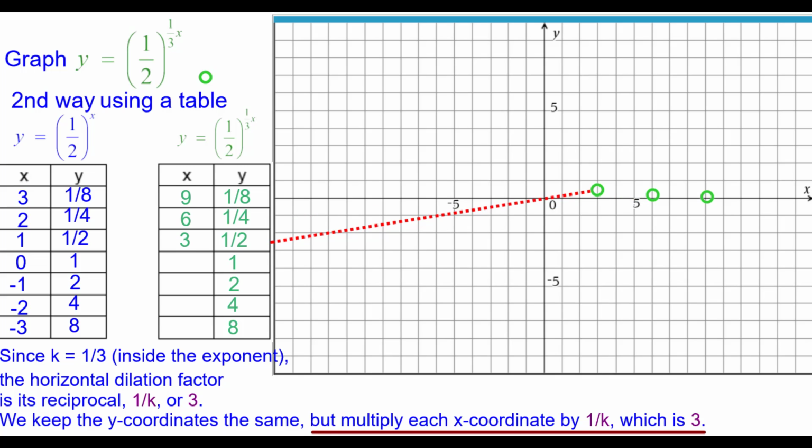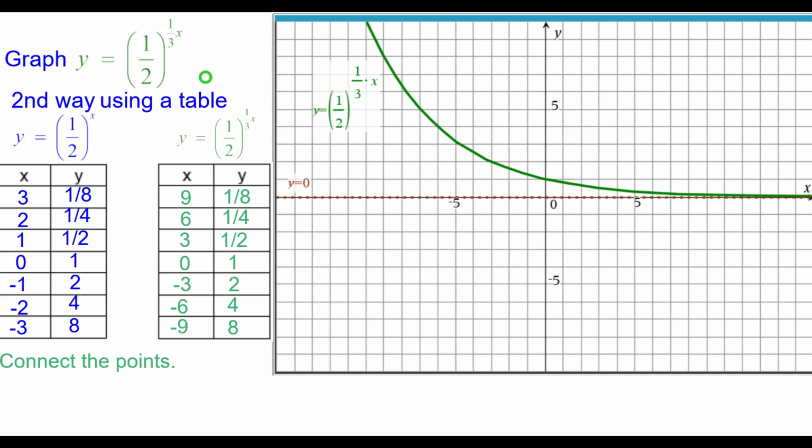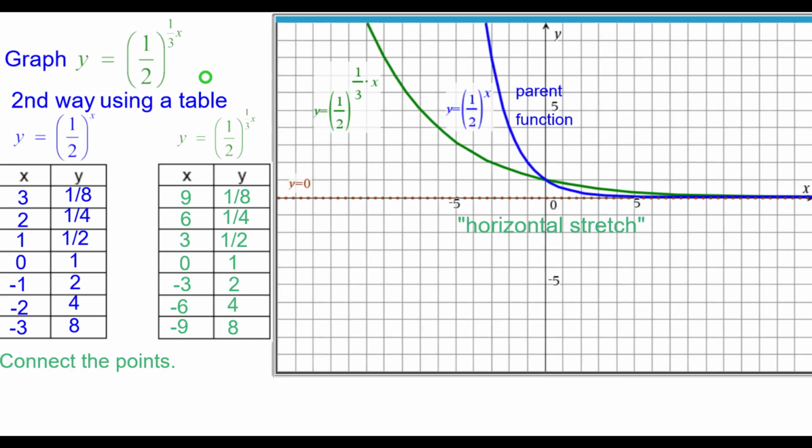And go ahead and finish the table and plot the points. Press pause and then resume as needed. Zero, 1 is unaffected. Next point will be negative 3, 2, negative 6, 4. And then negative 9, 8. Draw the asymptote, which is the x-axis, or the line y equals 0, and connect the points. Very exponential looking curve, but comparing it to the parent function is a horizontal stretch.